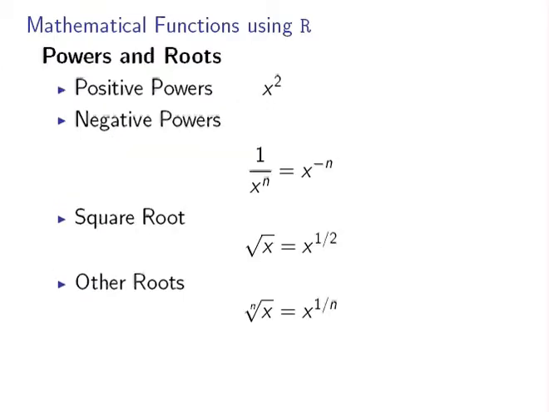Just a few more remarks on powers and roots. We might have positive powers of x, such as x squared, x cubed, and so on. Very straightforward. We might have negative powers of x. So if we have 1 over x cubed, let's say, that's equivalent to x to the power of minus 3. The square root, there is a function for square root, that is equivalent to x to the power of a half, or even 0.5. The nth root of x is equivalent to x to the power of 1 over n.